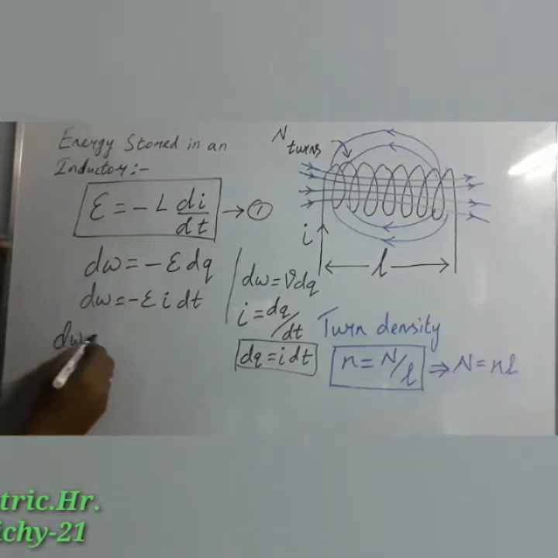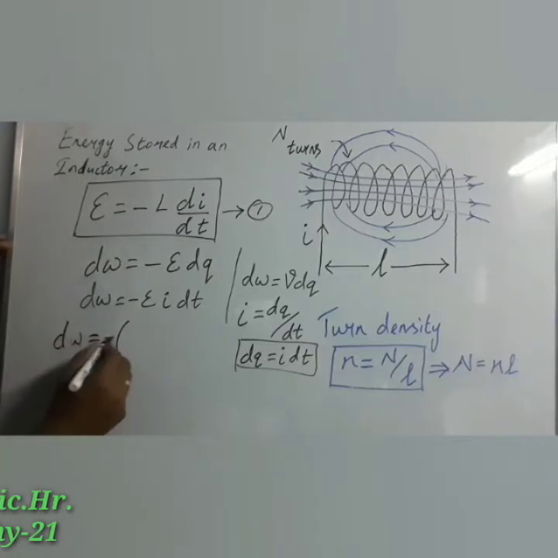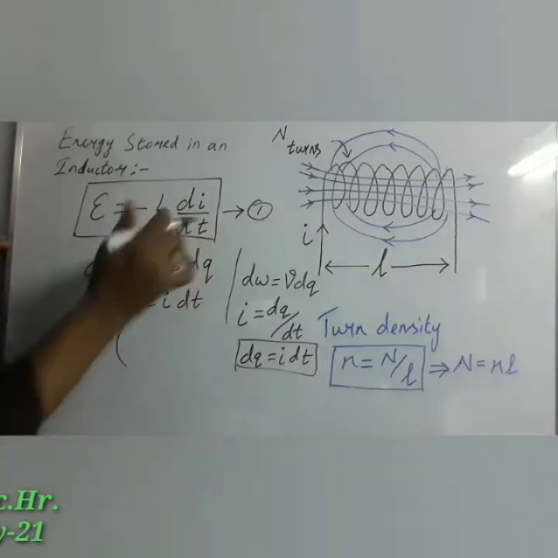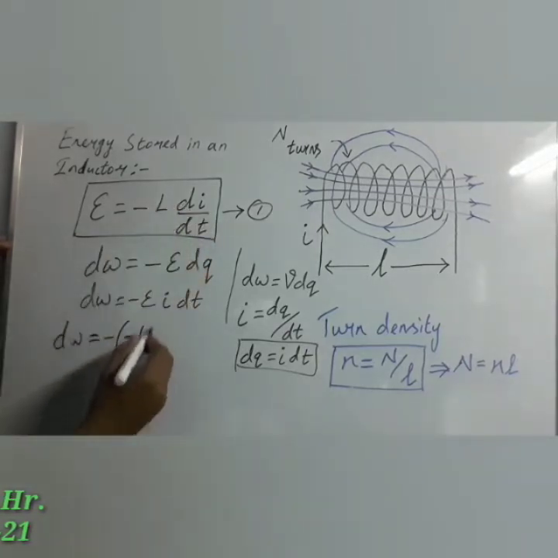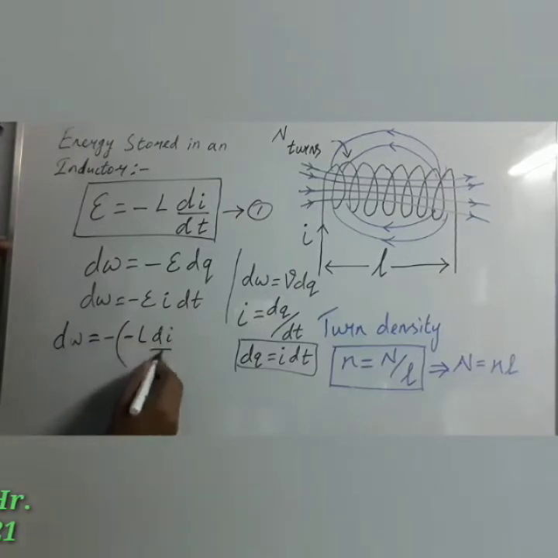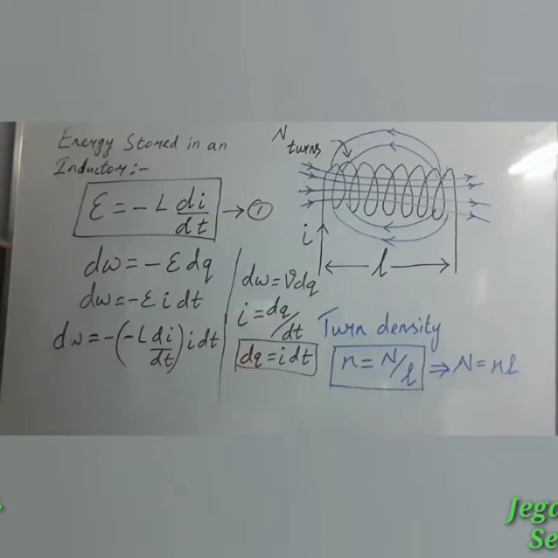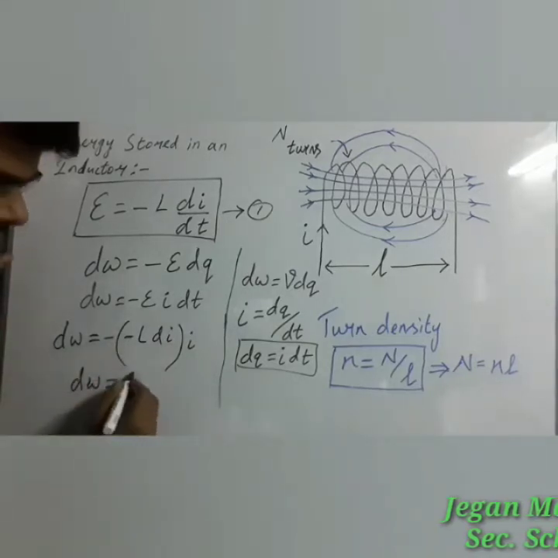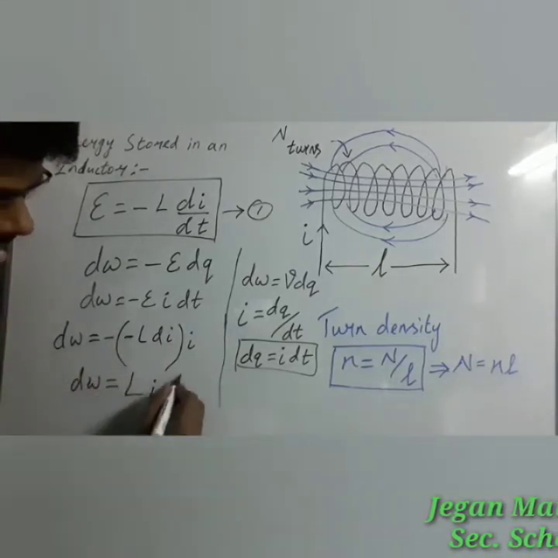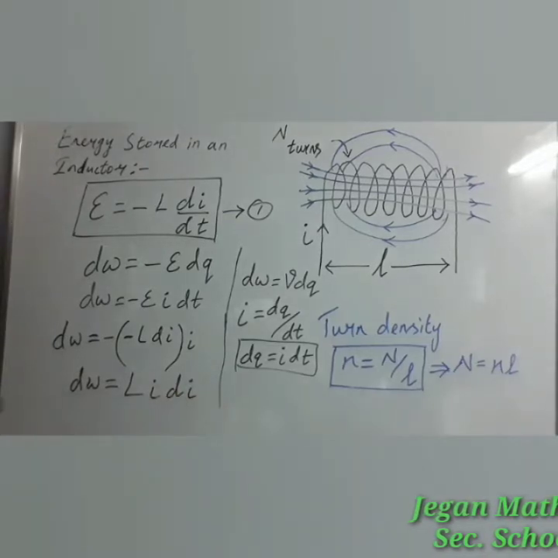already the minus sign is there, minus. Instead of epsilon, you have to substitute this value. There is another minus sign there. Minus L di by dt, I dt. The dt can be cancelled, so minus into minus is plus. Let me write the remaining thing: L I dI.